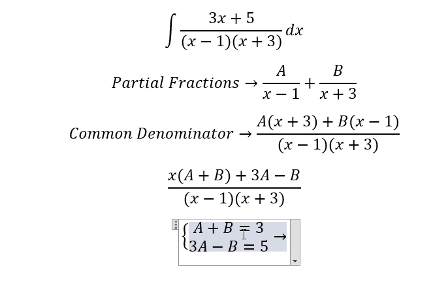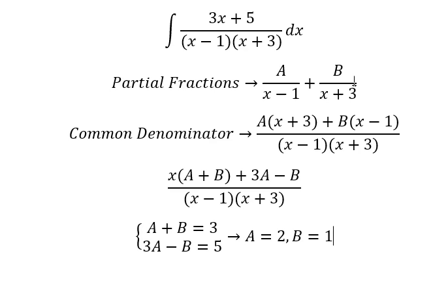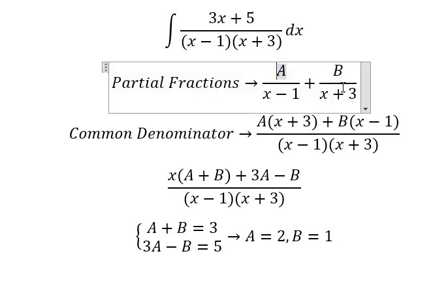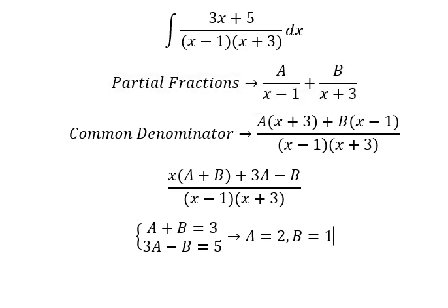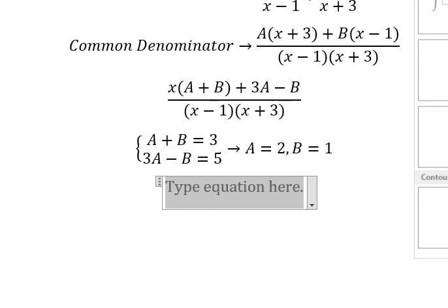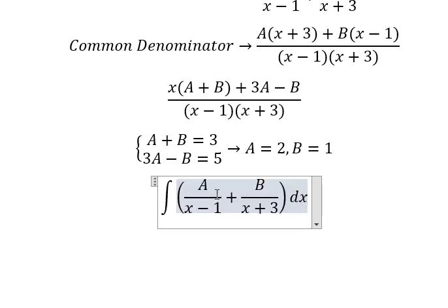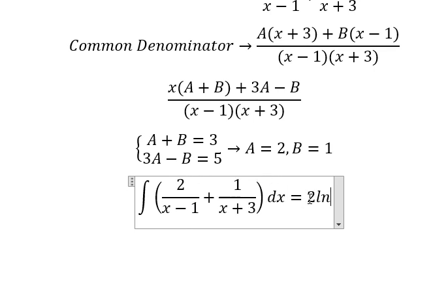And now we can find the solutions of a and b. So a equals 2, b equals 1. And now we put a and b going here. So a equals 2, b equals 1. And now we have the final answer in here.